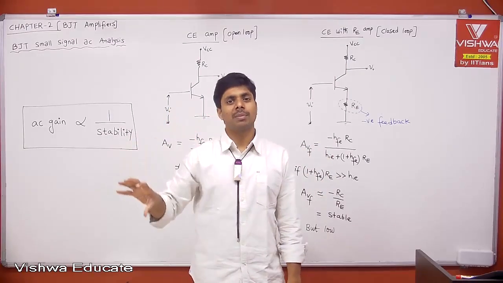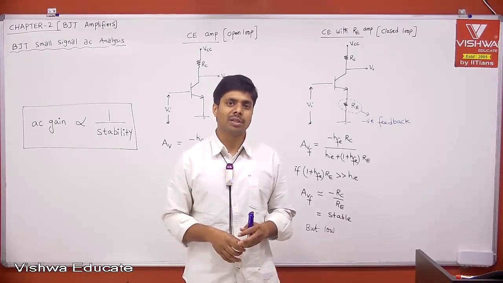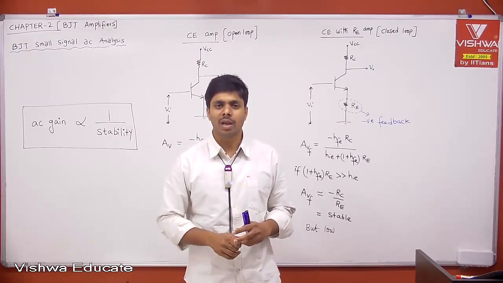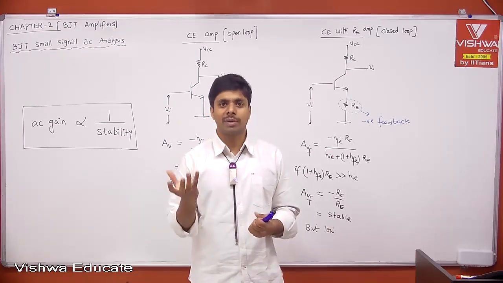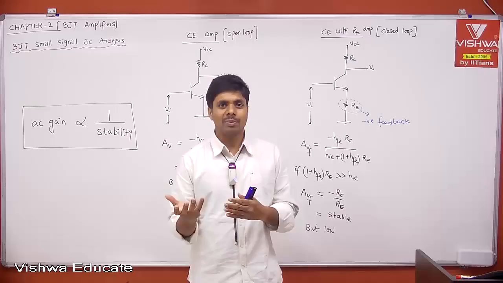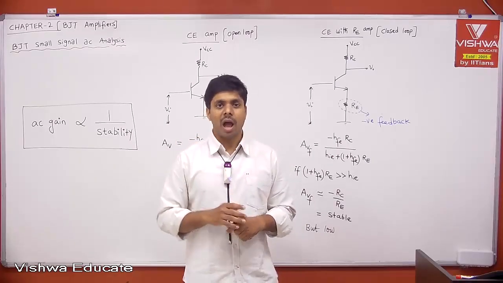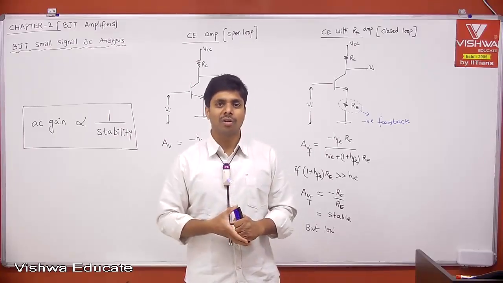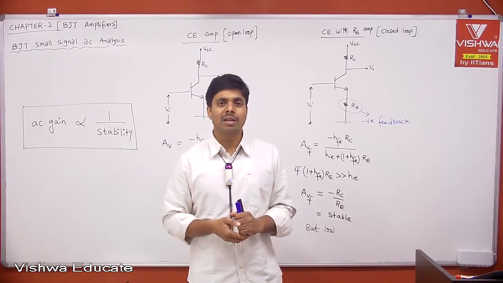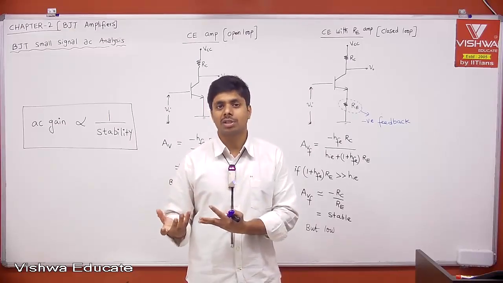Then we used that H parameter model to get all AC parameters: voltage gain, current gain, input impedance and output impedance, right? Now let me try to correlate the H parameter model, whatever we got from network analysis. Can we get that from BJT operation? I will not explain the complete operation, but a little bit I can explain. Therefore, we can correlate the mathematical H parameter model to the qualitative understanding of the transistor.